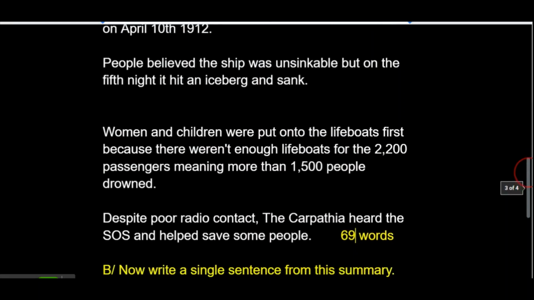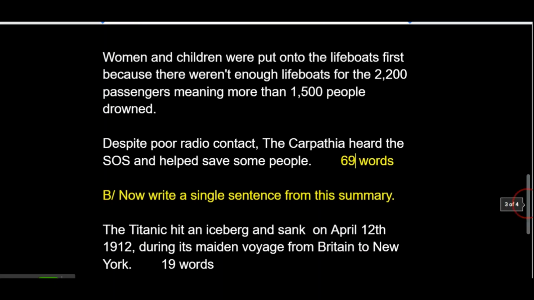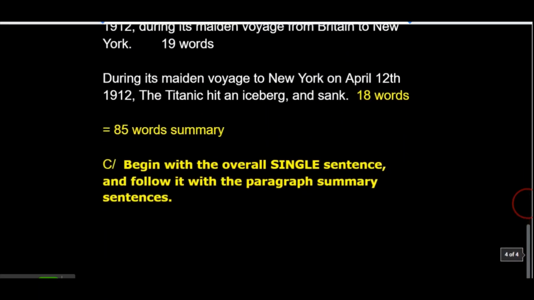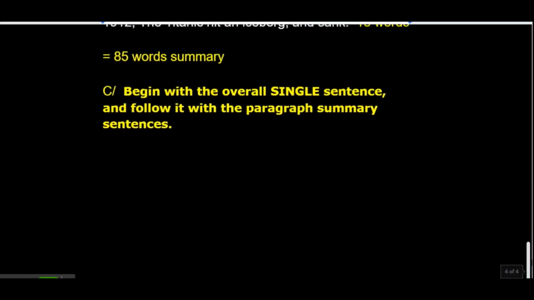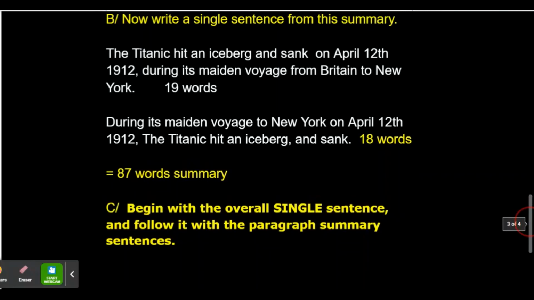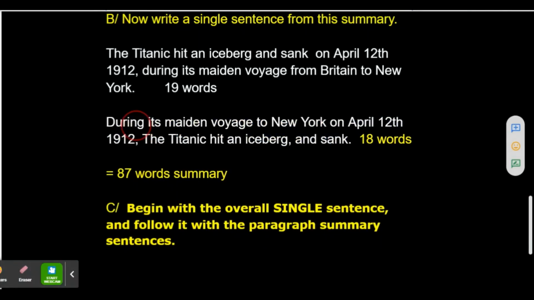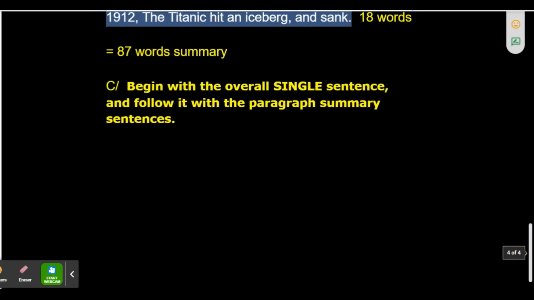The next stage, when you've written your summary sentences and a single sentence that covers all of it, you've got to put that all together, and that's what creates your summary. So are you ready? Let's have a look at how that works. We're going to begin with the overall single sentence and follow it with the paragraph summary sentences. So I'm going to begin by taking the 18-word summary of the paragraph and beginning my paragraph with this.